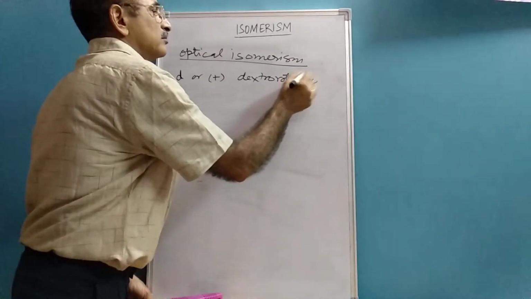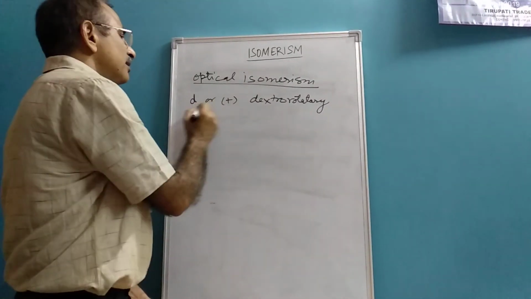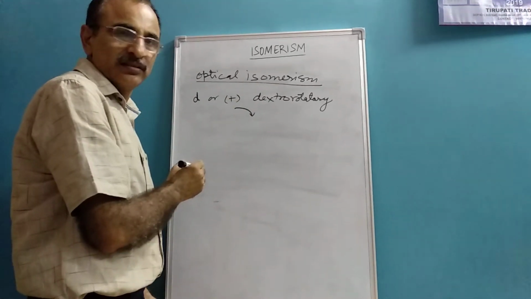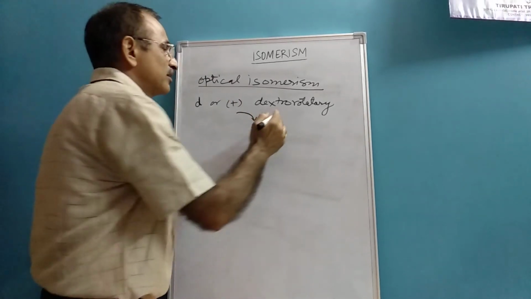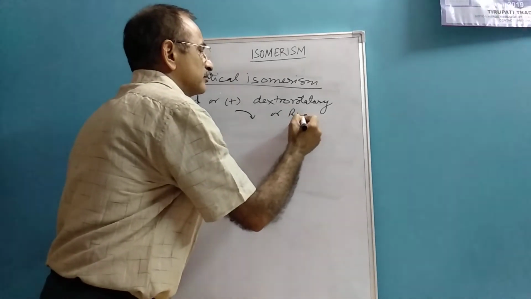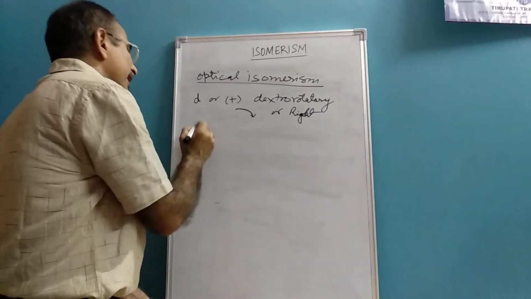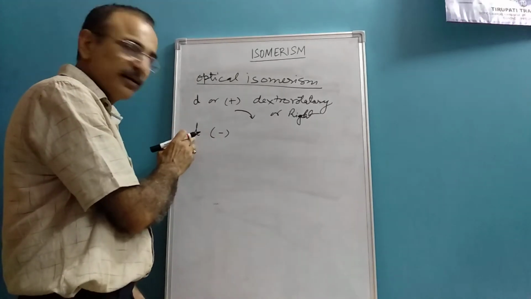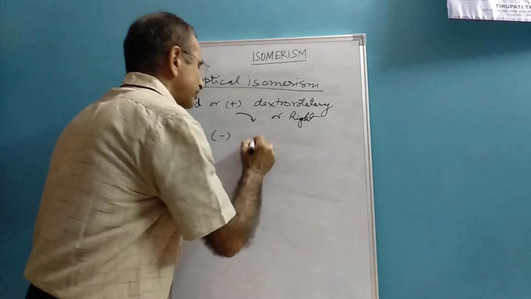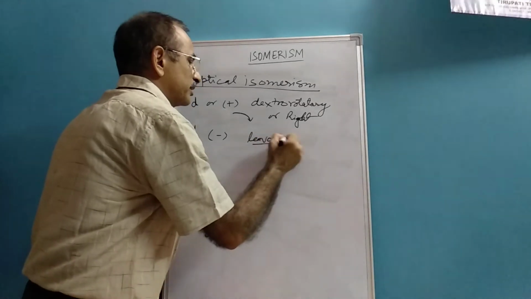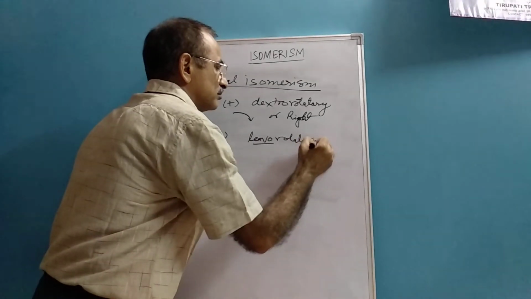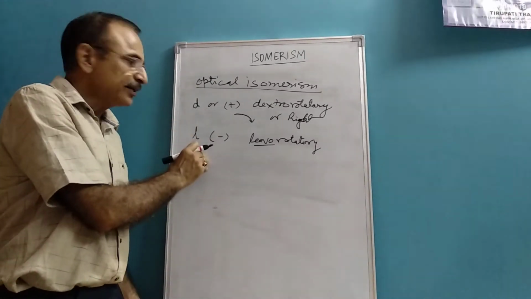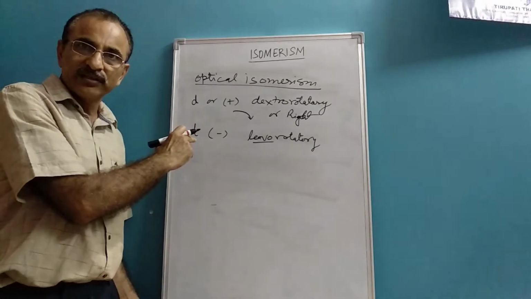Rotatory. Here, compound rotates along clockwise direction or towards right hand side or right. And laevorotatory or minus. It is represented by L or minus. Laevorotatory. Those compounds which rotate plane polarized light towards left hand side or anti-clockwise direction.